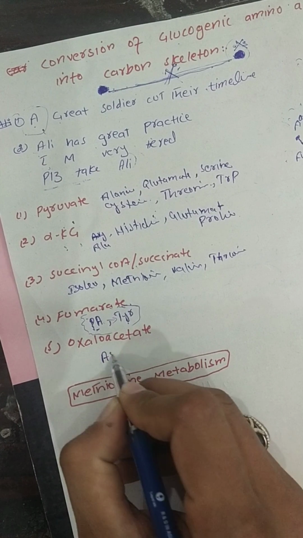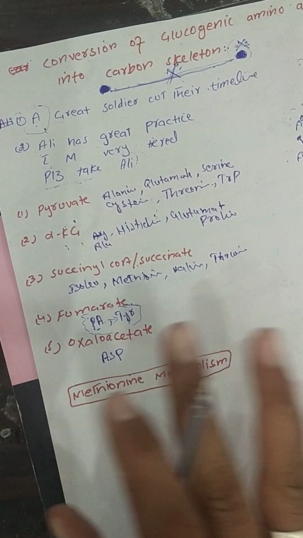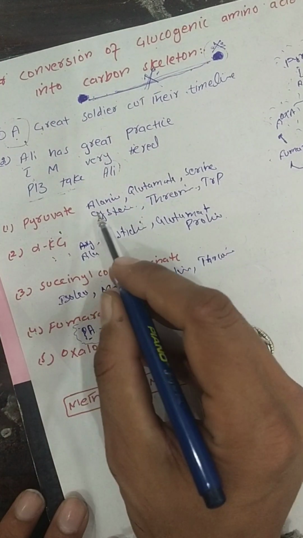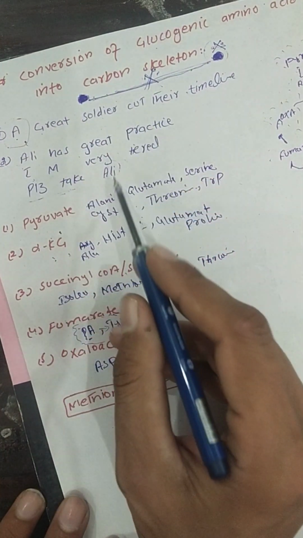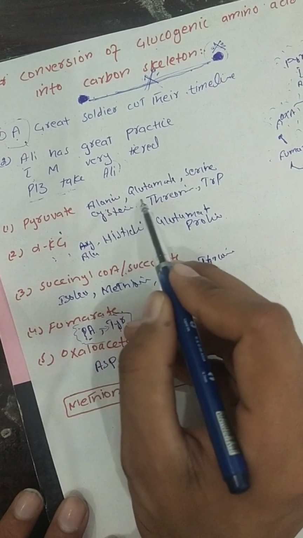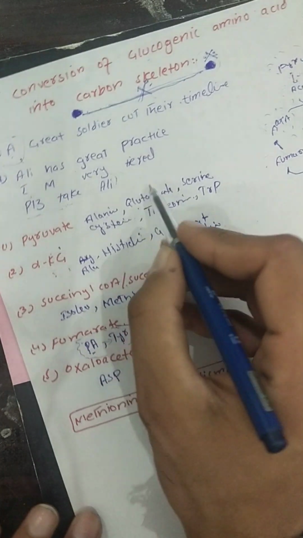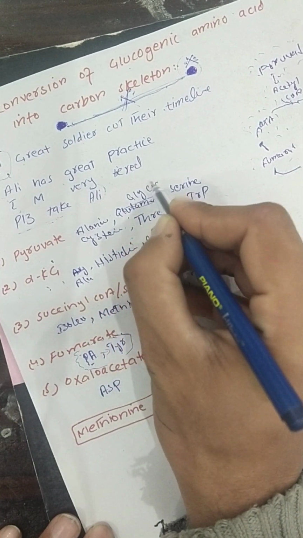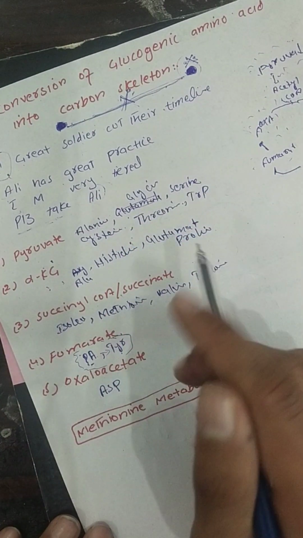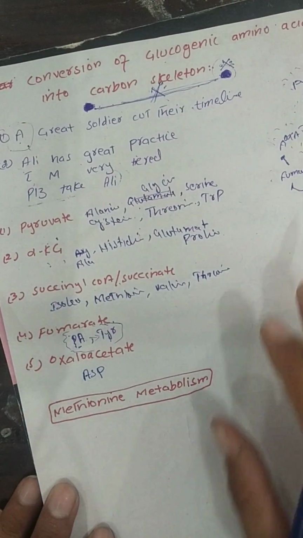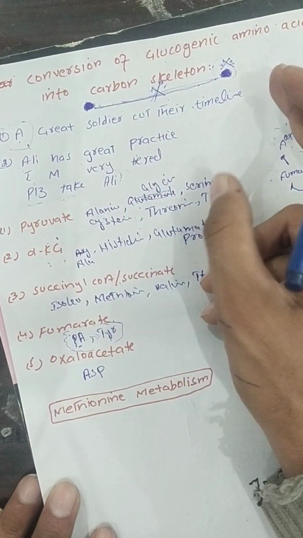A for aspartate. So we're done with this, but for pyruvate, a great soldier cut their timeline, A is for alanine, then G, I make this mistake so I want to clear this, is glycine. G for glycine. The other things are right.